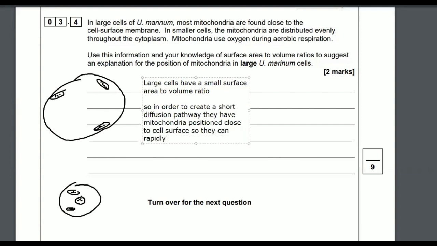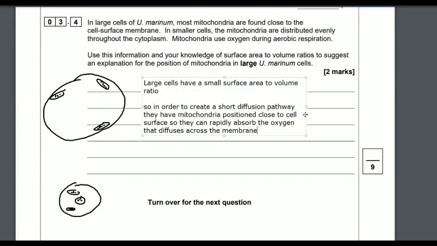So they need to put their mitochondria close to the membrane to shorten that diffusion distance, so they can get more rapid diffusion of oxygen into the mitochondria to make up for the fact that they have a small surface area to volume ratio. Whereas small cells have a large surface area to volume ratio. They don't need their mitochondria close to the membrane because there's a short diffusion distance. So you could argue the opposite for the small cells, and that's going to get you 2 marks.